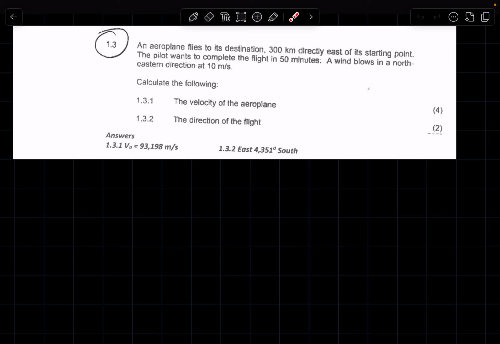An aeroplane flies to its destination 300 kilometers directly east of its starting point. The pilot wants to complete the flight in 50 minutes. A wind blows in a northeastern direction at 10 meters per second. All right. Now, one of the terms here that I am referring to is destination.